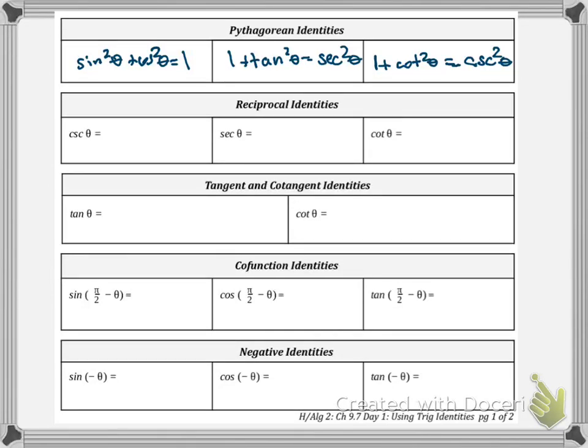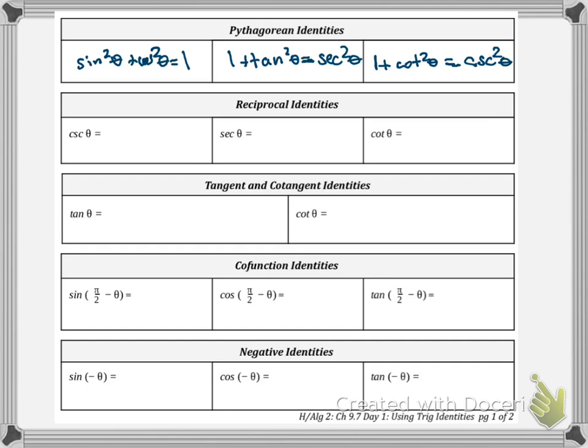So again, here are several of our trigonometric identities. Let's go back and remember the Pythagorean identities that you should get memorized, because you will use these a lot. We have sine squared plus cosine squared of theta equals 1. Then 1 plus tangent squared of theta equals secant squared of theta. And 1 plus cotangent squared of theta equals cosecant squared of theta.